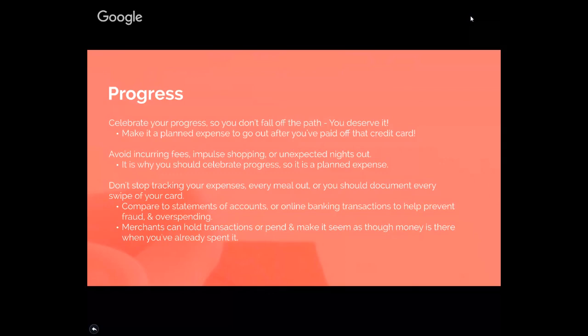Another thing to consider is don't stop tracking your expenses. You should track everything. And like I had mentioned earlier, we used to have a check registry where we actually wrote everything down once upon a time. And now we don't do that. We just swipe and we forget. We swipe our card, throw the receipt. Oh, don't worry about the receipt. I don't need it. And you forget.